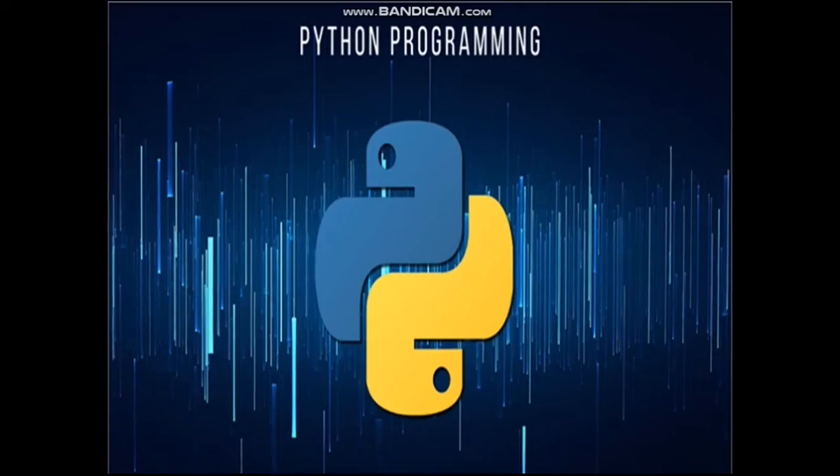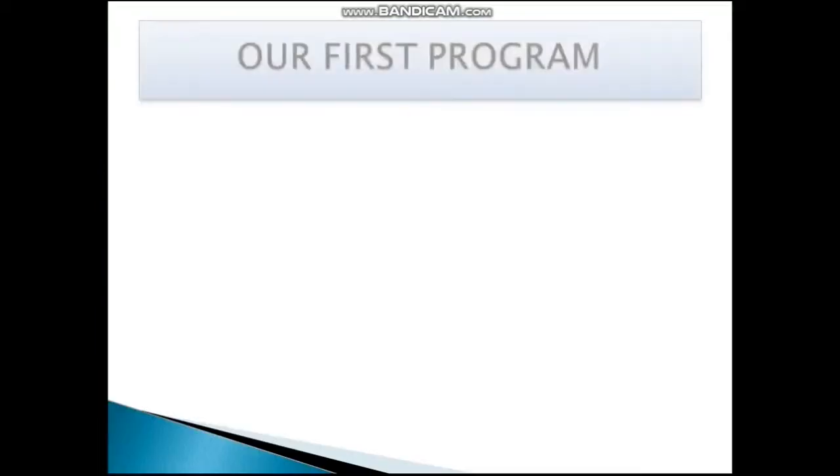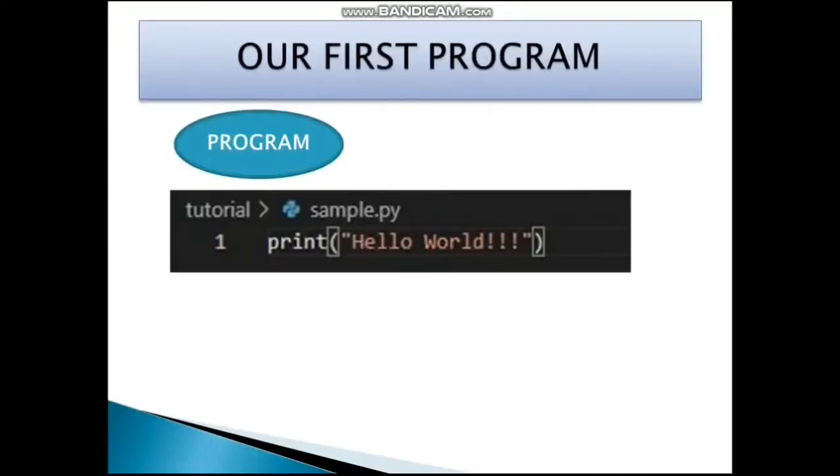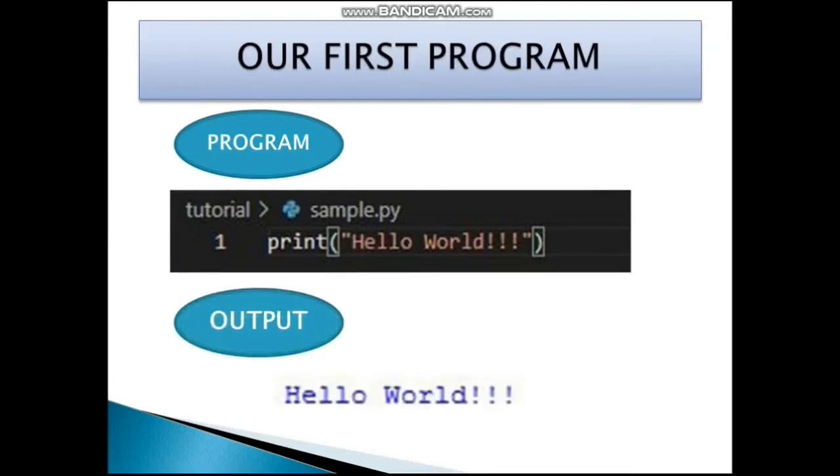Now let's take a look at our first program in Python, and it's obviously the Hello World. It might seem quite boring, but it's important to know what's happening within the code. Now before I start to explain what's happening, let me show you the output of this code, and it's the Hello World. Now let's take a look at the code.